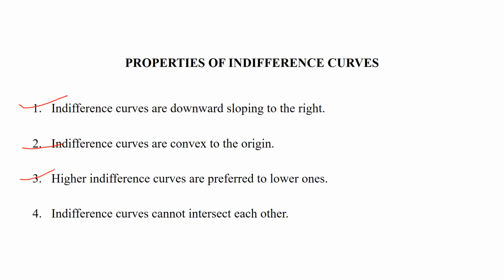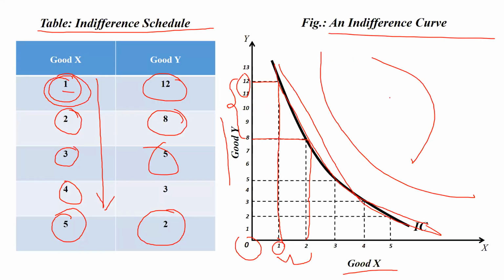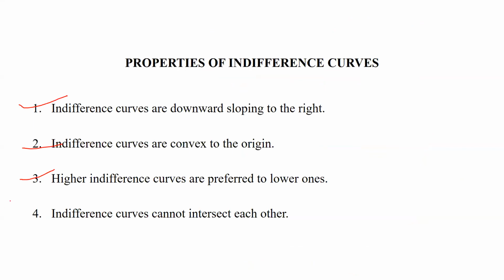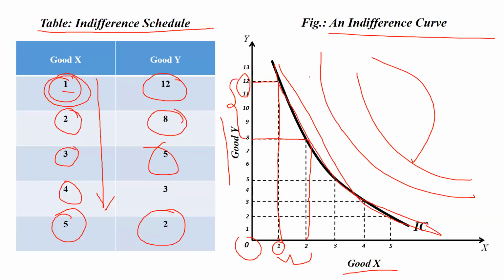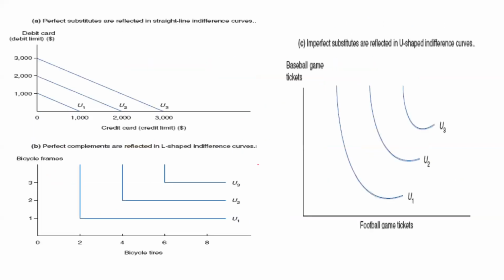Then, higher indifference curves are preferred to lower ones, because a higher curve gives a maximum quantity of the combinations. And indifference curves cannot intersect each other. Let's say this is the indifference map. There are many indifference curves here, but these curves will never intersect each other.